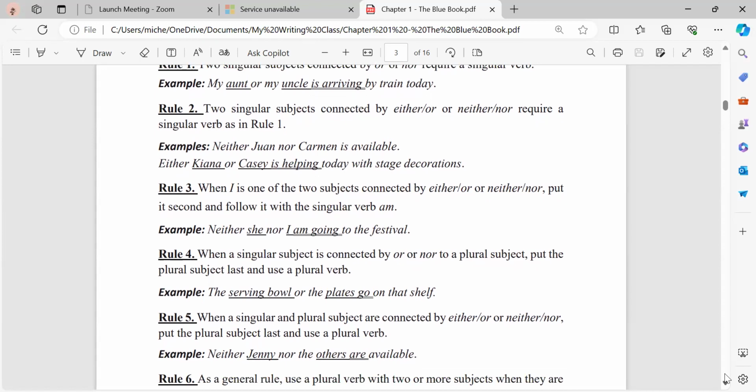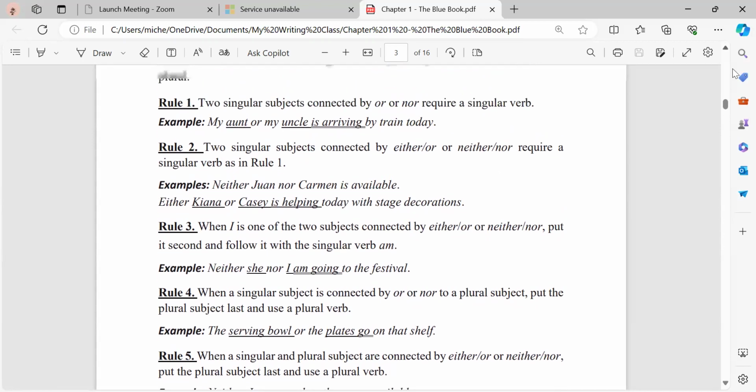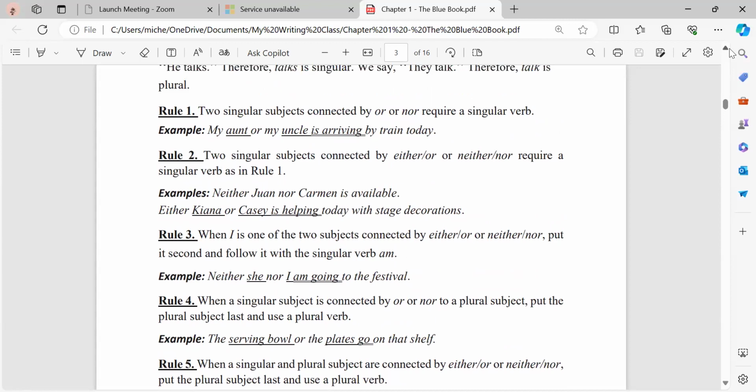Singular subjects connected by either/or or neither/nor require a singular verb, as in rule one. So we can go back higher up again to see rule number one. Neither Juan nor Carmen is available. We can see that or and nor are basically the same thing for subject-verb agreement.